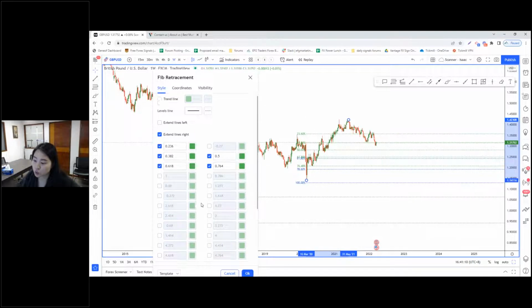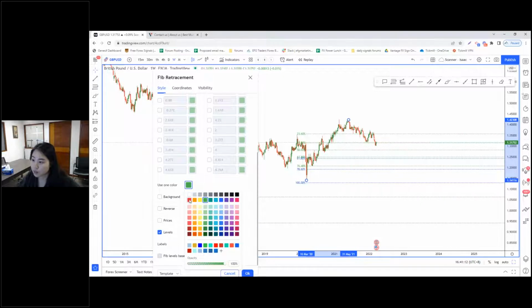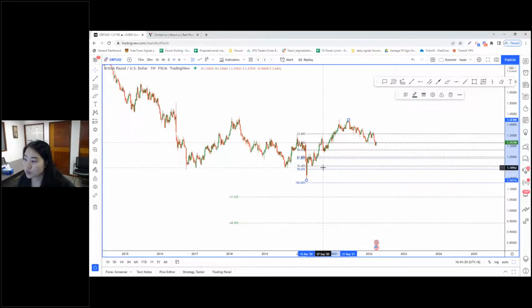I'm going to change this to green, some other color. Okay, I've changed it to, no, you know what, that's too much. Okay, black. Okay, so black is Fibonacci retracement, blue is Fibonacci projection, and green is Fibonacci expansion.